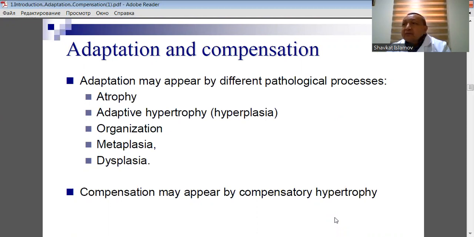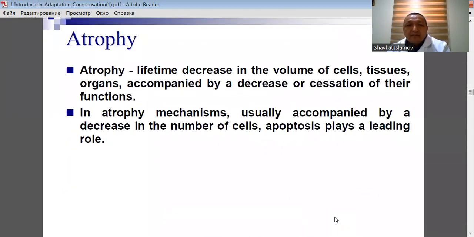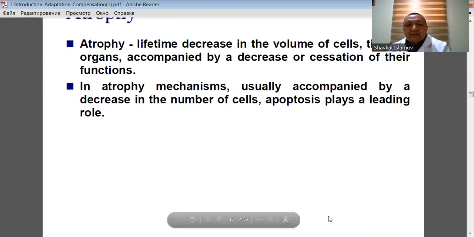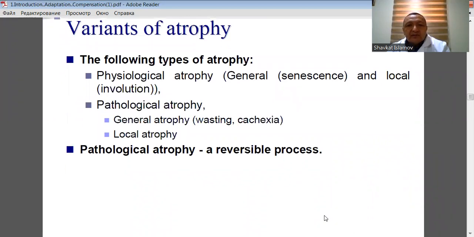Compensation may appear by compensatory hypertrophy. Atrophy is a lifetime decrease in the volume of cells and organs accompanied by a decrease or cessation of function. The atrophy mechanism is usually a decrease in the number of cells. Apoptosis plays a leading role. Variants of atrophy: physiological atrophy, pathological atrophy, general atrophy, local atrophy. Pathological atrophy is a reversible process.